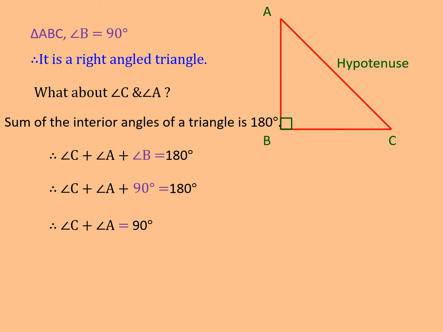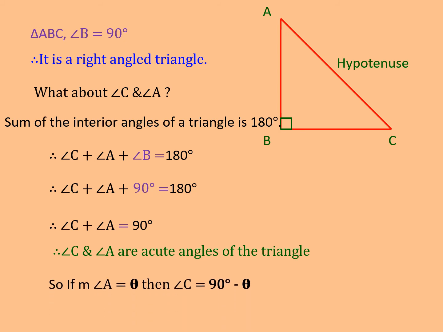As you know, an angle cannot be equal to 0 degrees. Therefore, it will have some measurement. That means angle A and C both are less than 90 degrees. So what do we call such angles? Acute angles. So angle C and A are acute angles of a right angle triangle ABC, as you can see in the diagram.